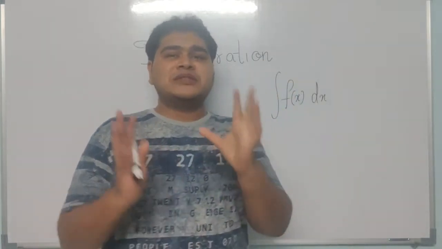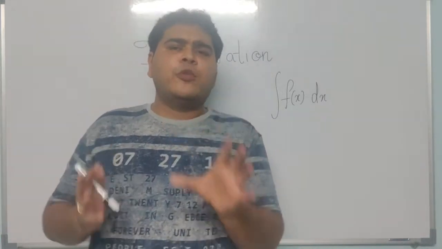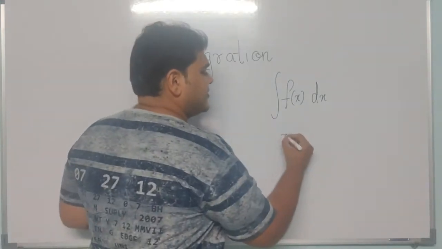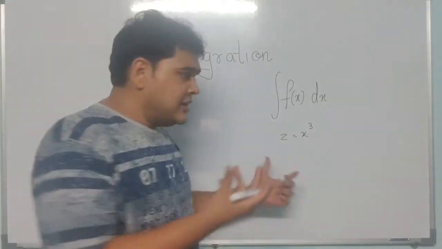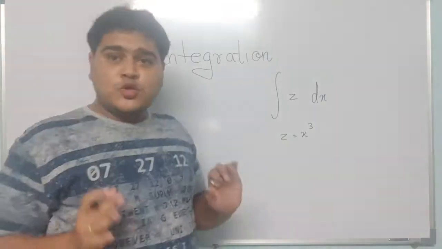You need to have the same variable. So even if you have different variables, there must be a direct or indirect formula which you can substitute. For example, if you have z as x cube, they might give you something like this. And don't worry about it.